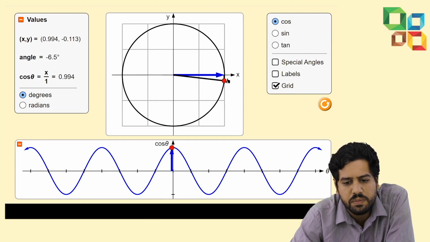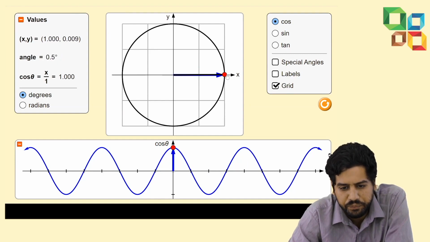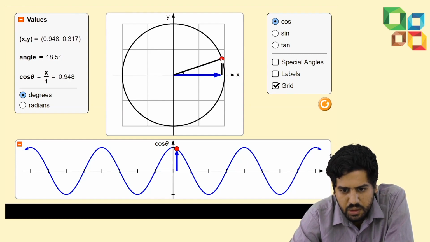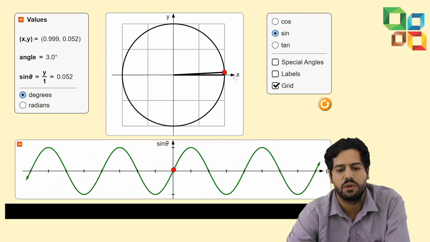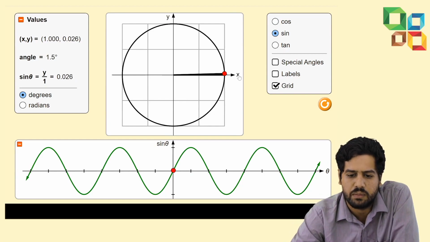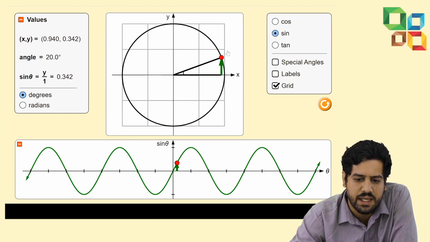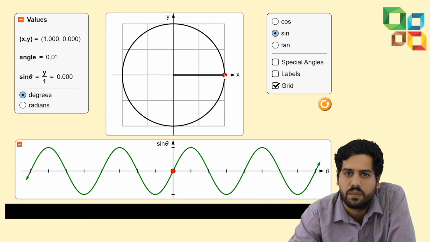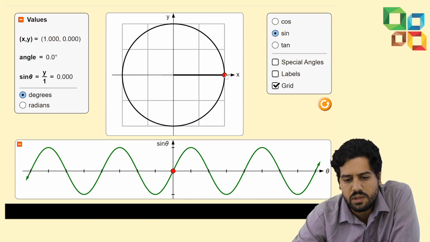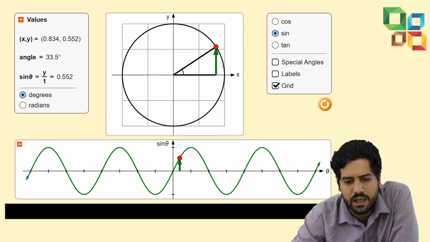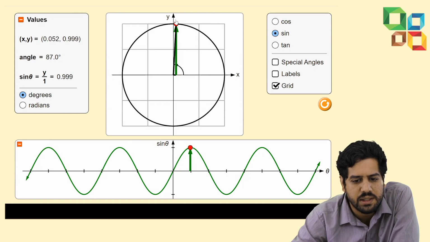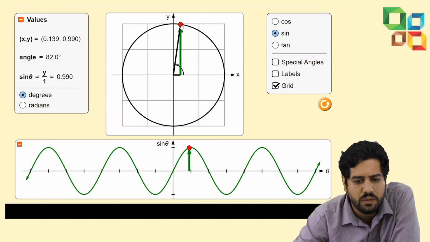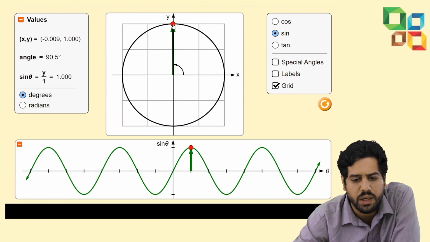So let's correspond this. Let's look at sine. Sine is the y coordinate, right? At 0, sine 0 is 0. And slowly, as the angle increases, the value of sine also increases, you see the height is increasing. As it reaches 90 degrees, this green arrow will become 1, at the maximum.